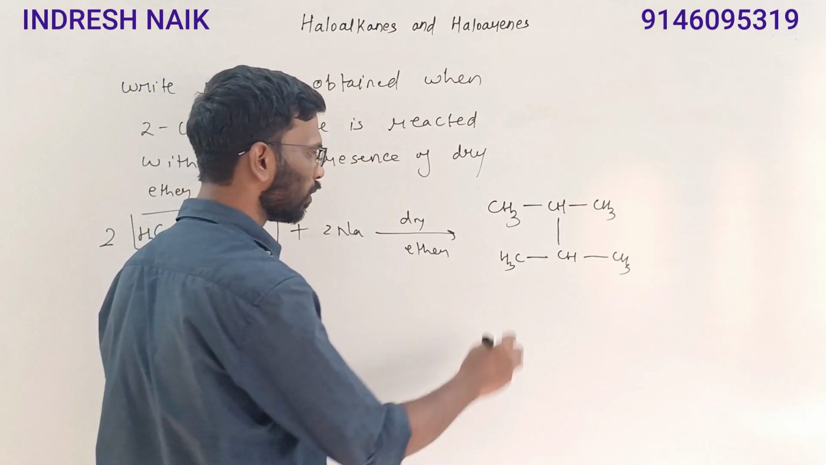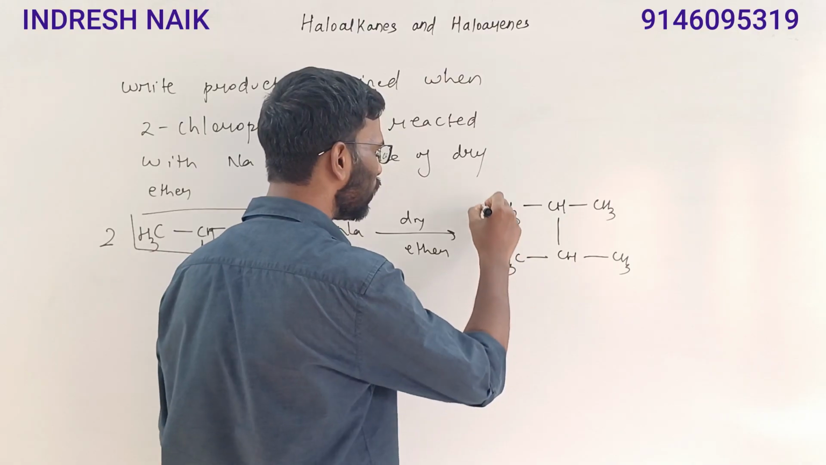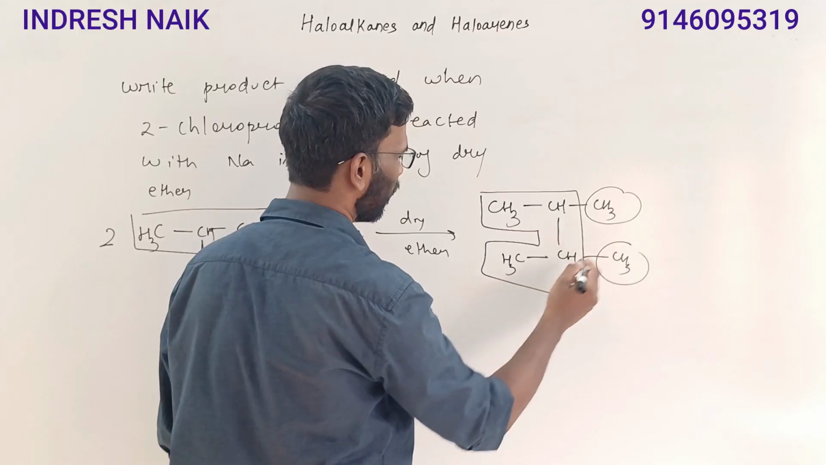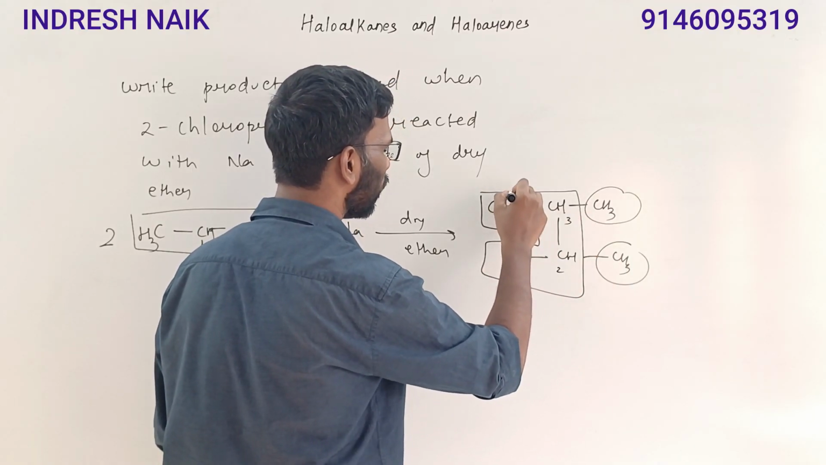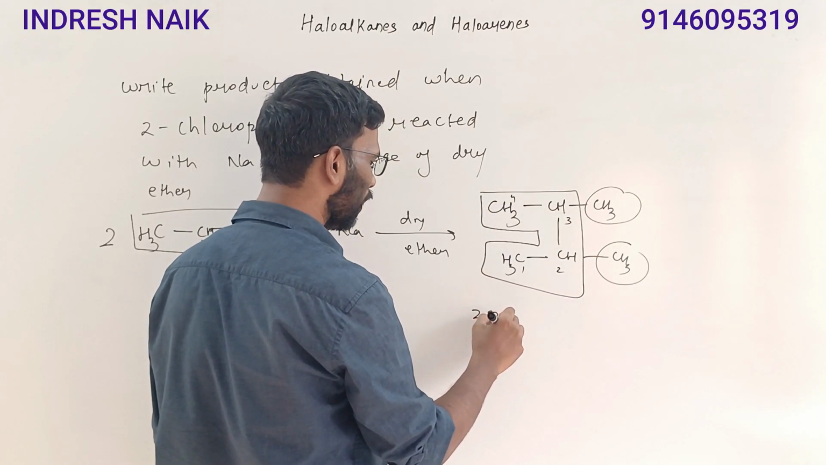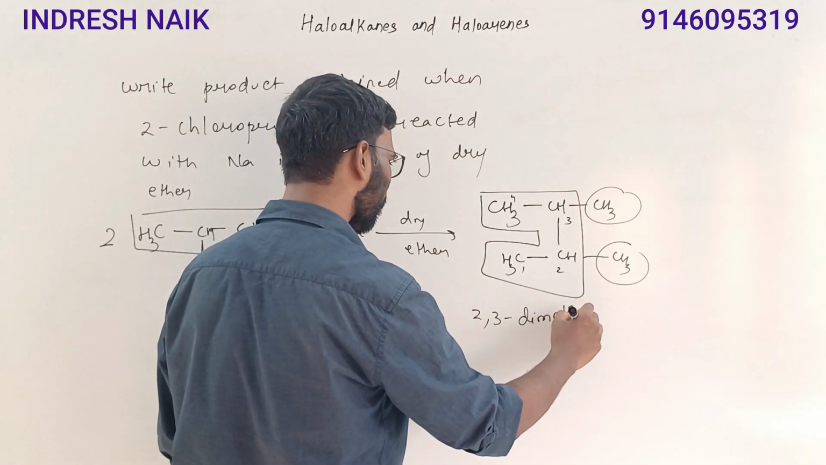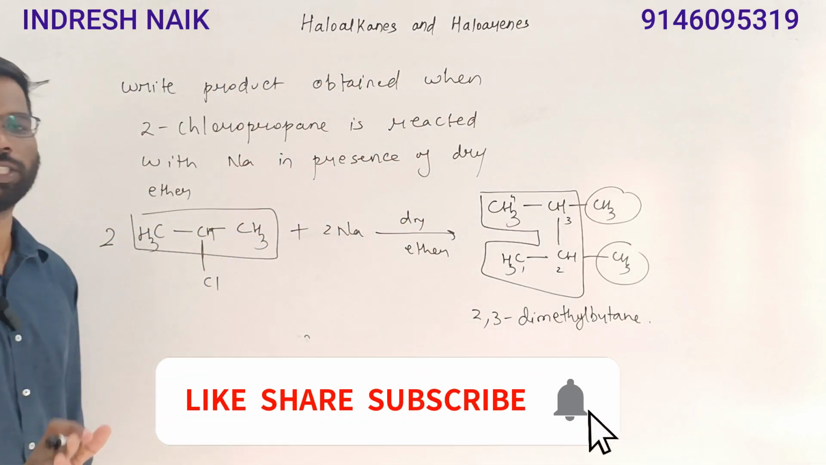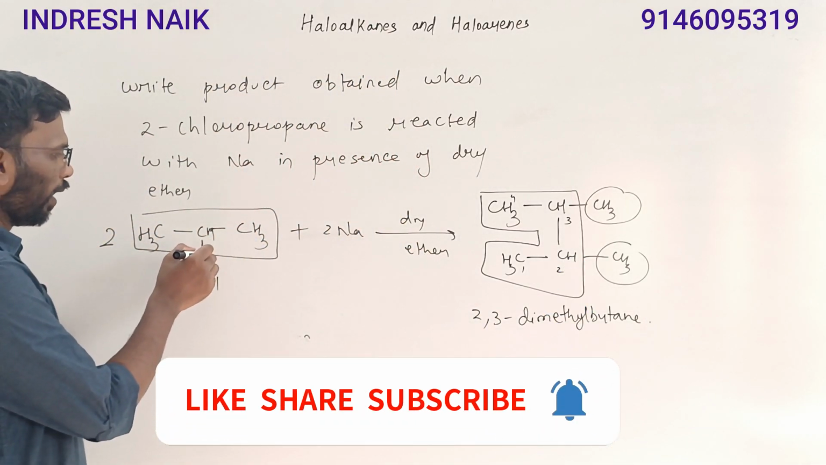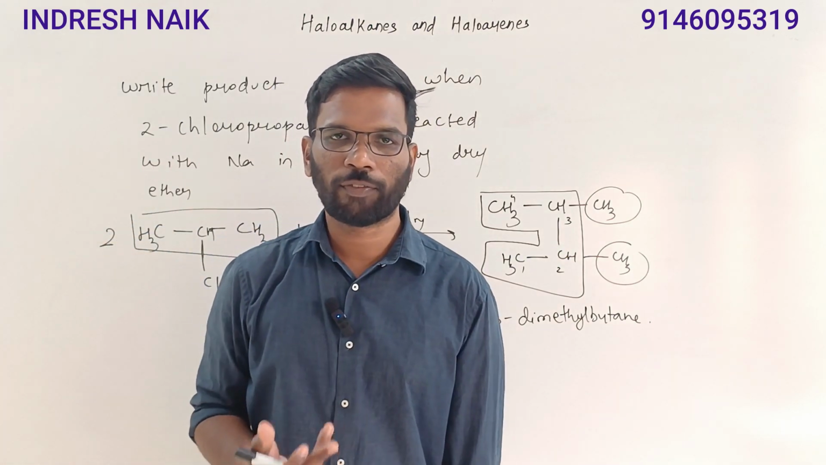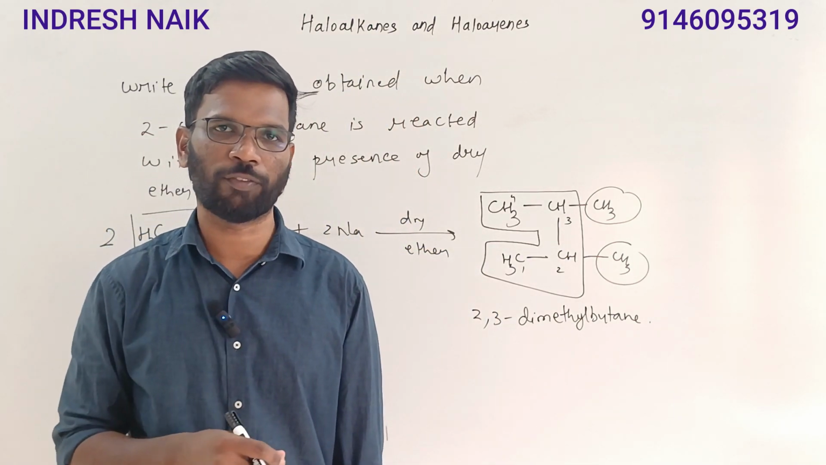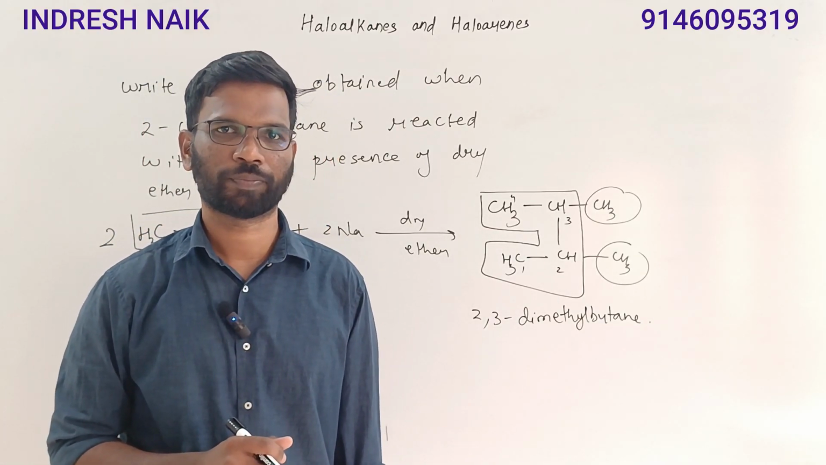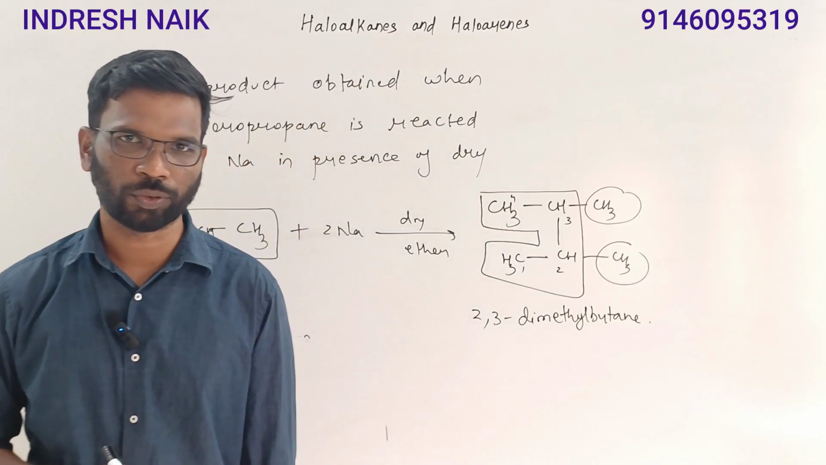So what is the name of this? You see, this is the longest chain, and these are the 2 substituents which are there. You number them 1, 2, 3 and 4. So what would be the name? 2,3-dimethylbutane is the name of the compound. So these are the reactions, like how haloalkane reacts with sodium. These are the different reactions we have learned so far, and this completes the revision of the reactions of the haloalkanes part. So next we'll discuss haloarene. Thank you.